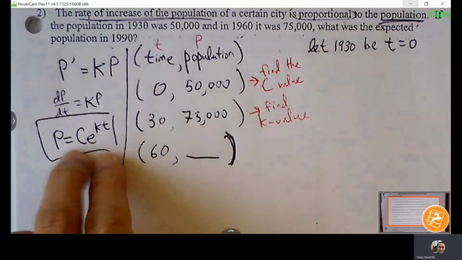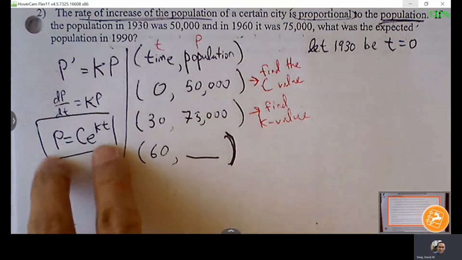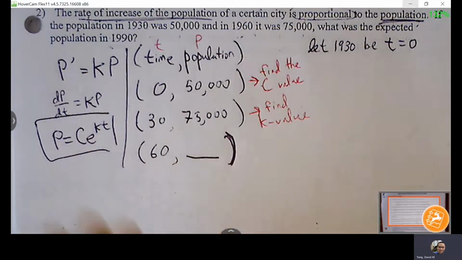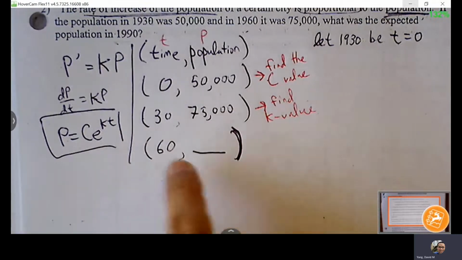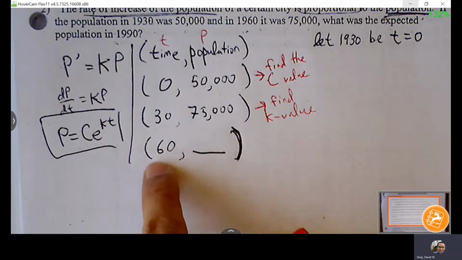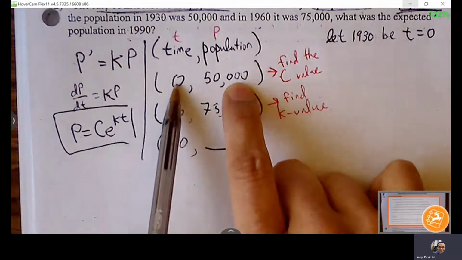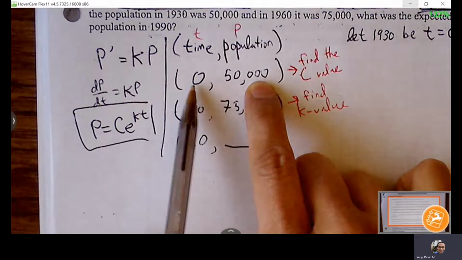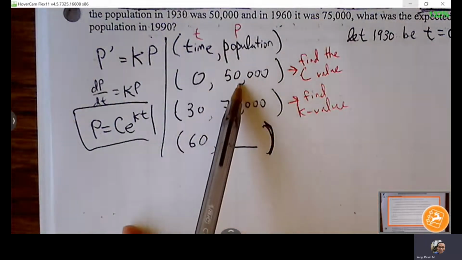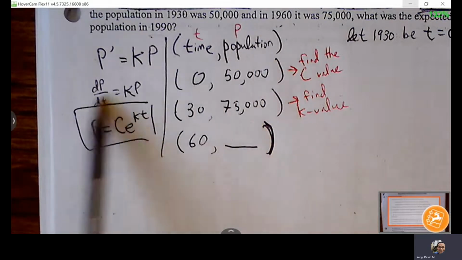Okay. Once we find the K value, we're going to update the equation again. And once we have the C and K replaced with specific numeric values, then we can make our final prediction of what the population is in 1990, 60 years after 1930. Okay, so first things first, let's involve 0. 0 is going to be the most helpful here. So we'll enter 0 in for T and 50,000 in for P into my general equation.